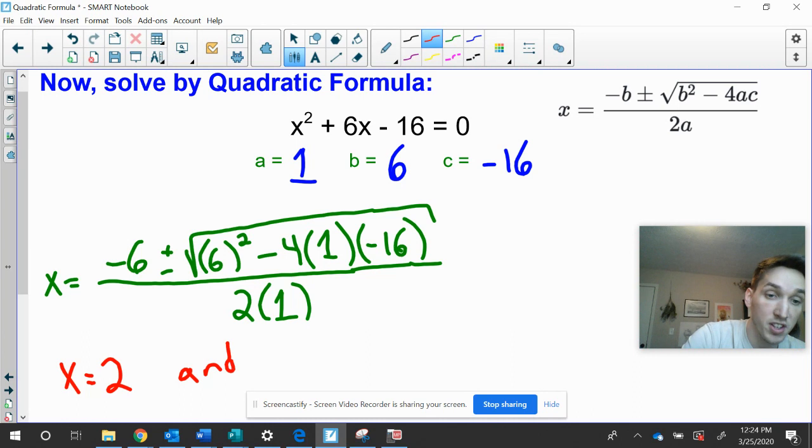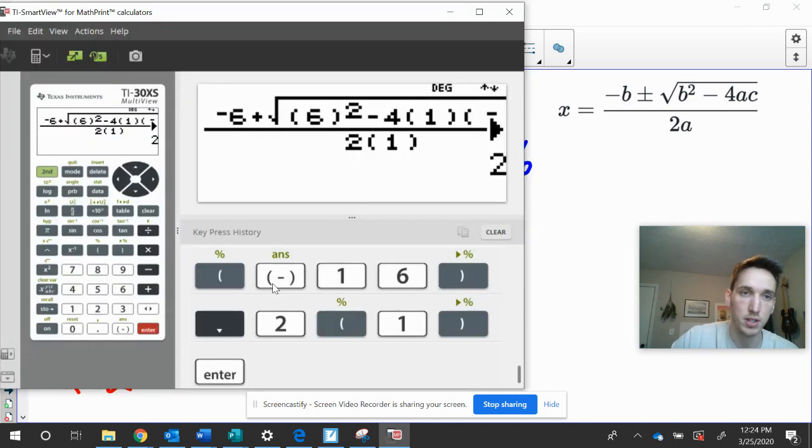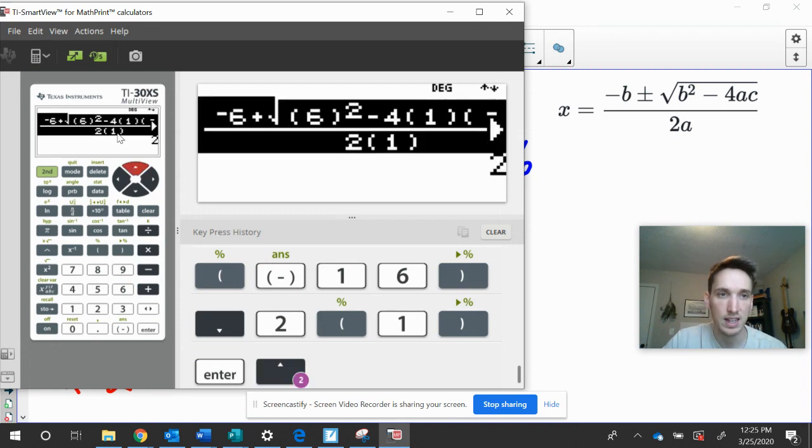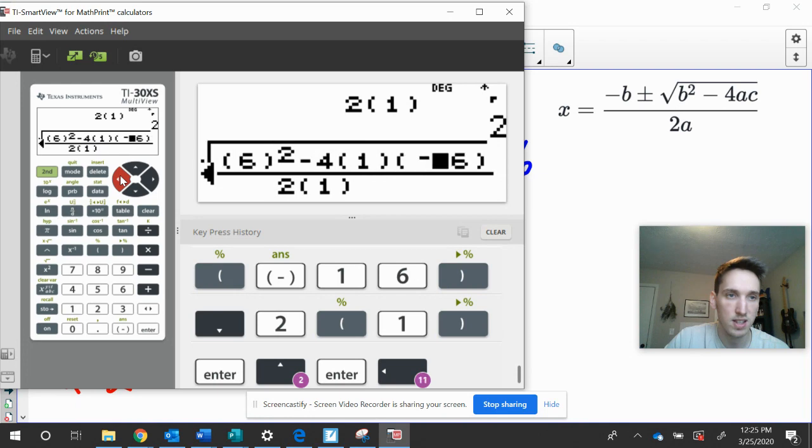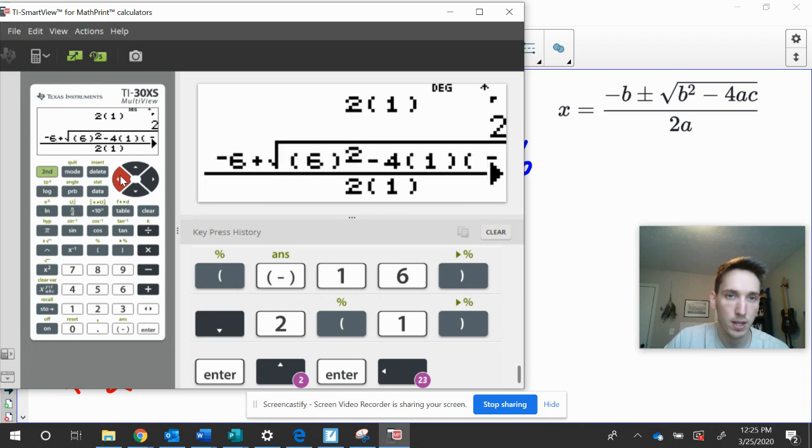Let's find the other one. Hopefully the other one is negative 8, right? That's what we got last time. Let's see. So we just did the plus. Now we're going to go back and do the minus. So if you're using one of these calculators, the easiest way to go back is not to retype everything. Highlight it, press enter, and scroll over until you get to that sign that you need to change, right?